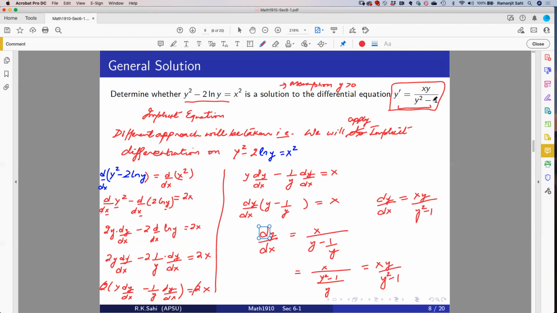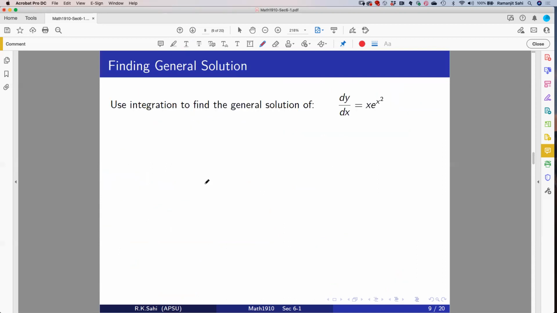Now, what we have been doing is making sure whether a given equation is a solution or not a solution. Now, what we're going to do is actually find a general solution of a differential equation, and we're going to use integration to do that. So let's look at this equation given to us.